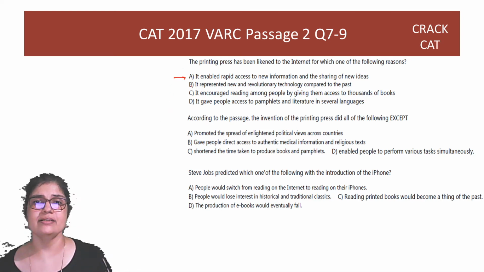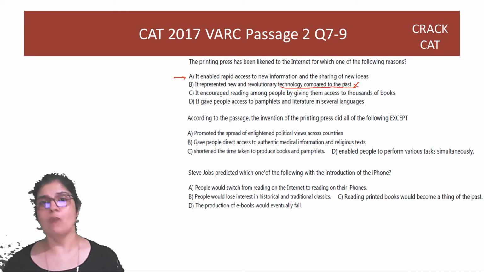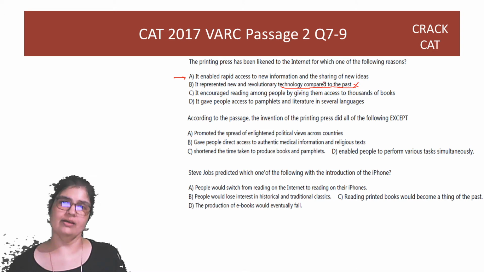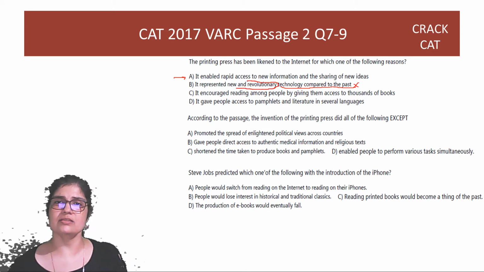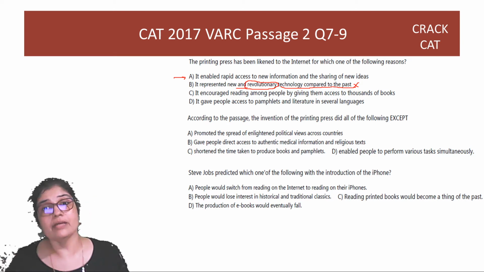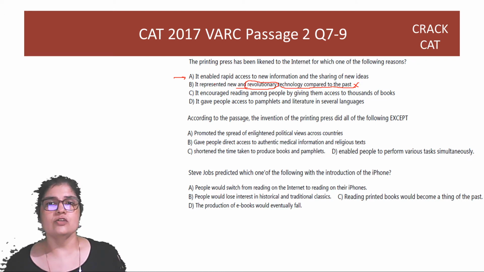It represented new and revolutionary technology compared to the past. There has been no comparison of the printing press with the past. That's the monks' idea, of course, that they used to take so many, 1 year, etc. But there is no new and revolutionary, there's this word revolutionary which causes revolutions. It caused the American Revolution, but the technology itself was not revolutionary, right? So B is wrong because of these reasons.